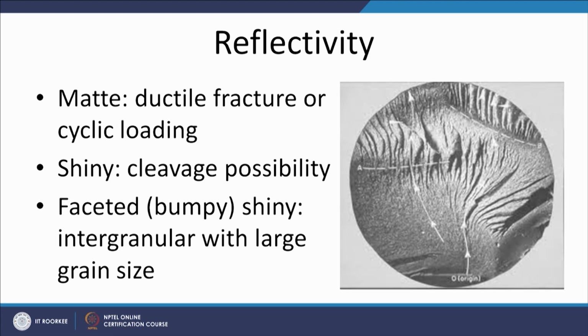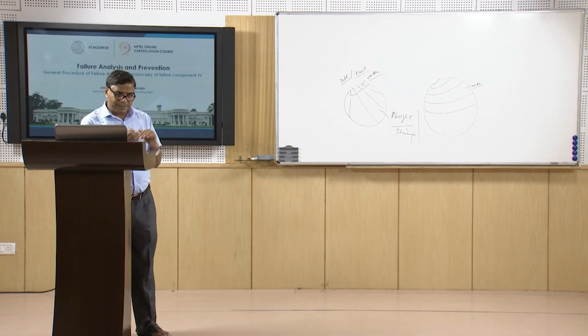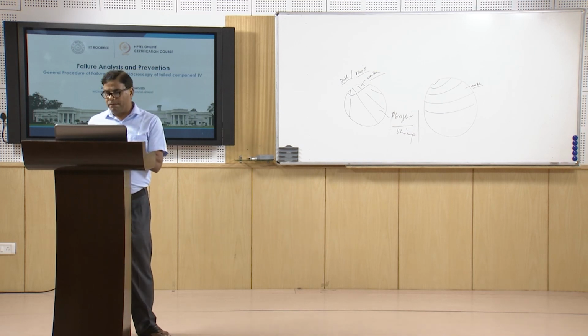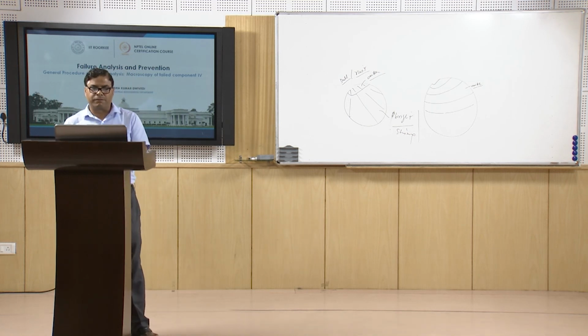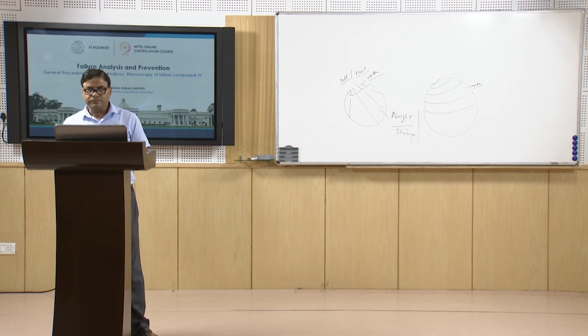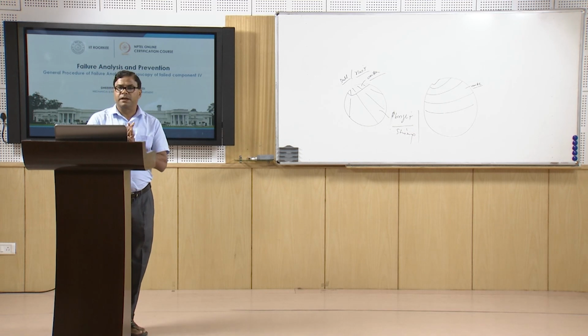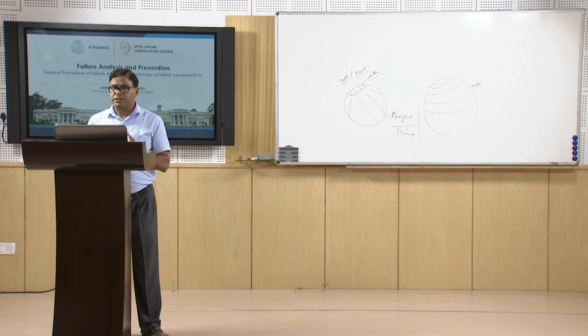So, basically these two are the common features. The matte surface indicates ductile fracture and the shining surface indicates brittle fracture which occurs through the cleavage microfracture mechanism, and a faceted shiny surface indicates intergranular fracture with a large grain size. A lot of information can be obtained from the surface roughness of the fracture surface.